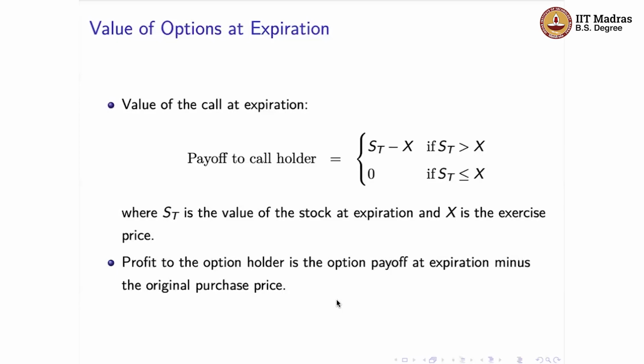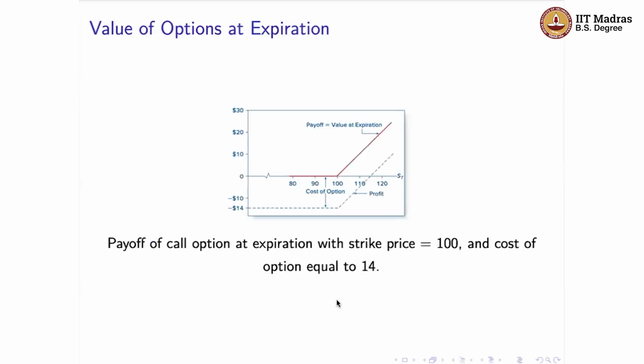Okay. We can also represent this graphically, and this would often be of use to us when discussing different strategies. So let's see what we have here. On the x-axis, we have got ST. So ST is, remember, the price of the underlying stock, right? And on the y-axis, we have got basically either payoffs or profits, depending on which graph we are looking at.